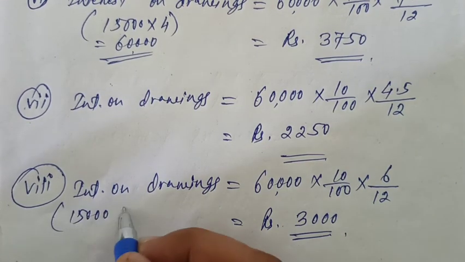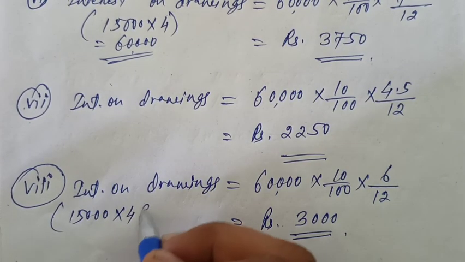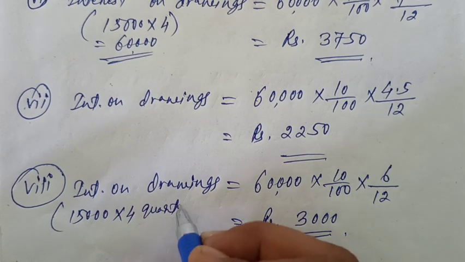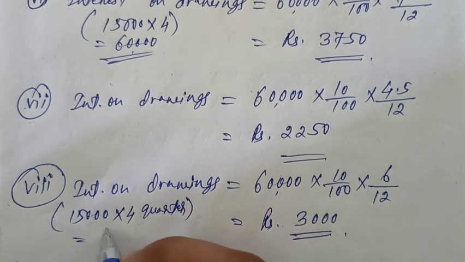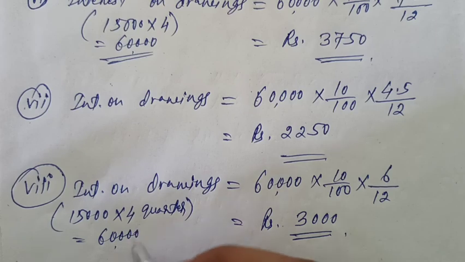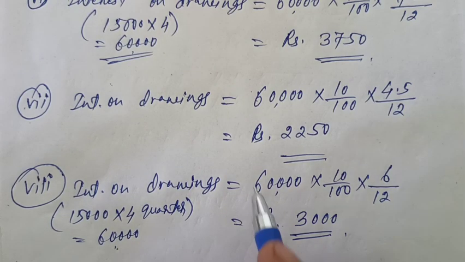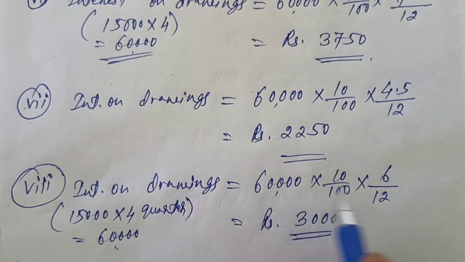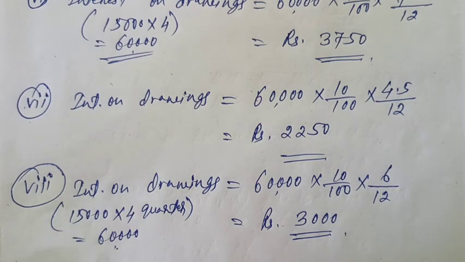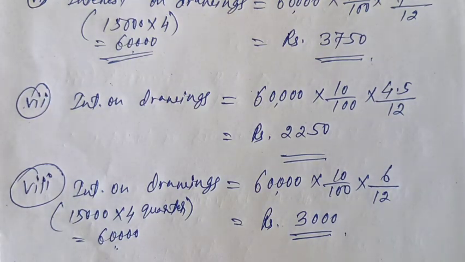Okay, 15,000, this is the basic concept I have just written for your convenience. Okay, in a year there will be 4 quarter, then you'll get 60,000. So student, this is the solution. Okay, 3,000 interest on drawing. So this is the lengthy question, just you follow the steps so that you will understand everything.